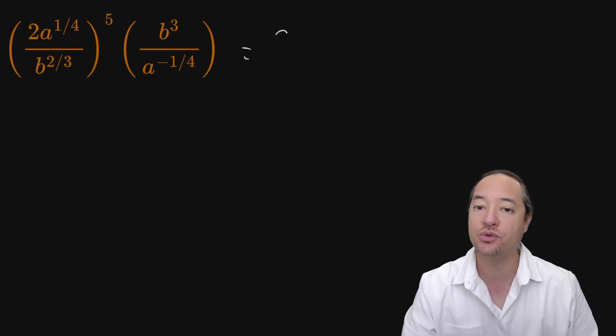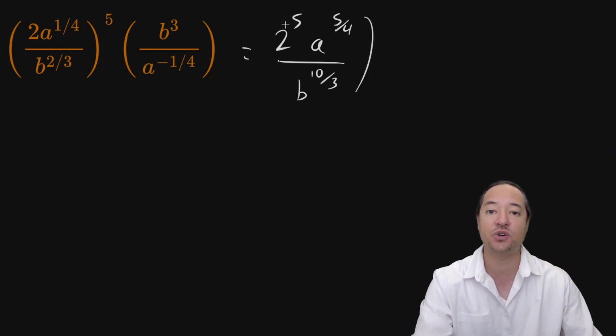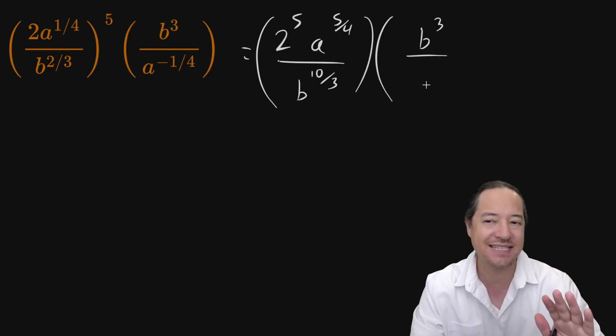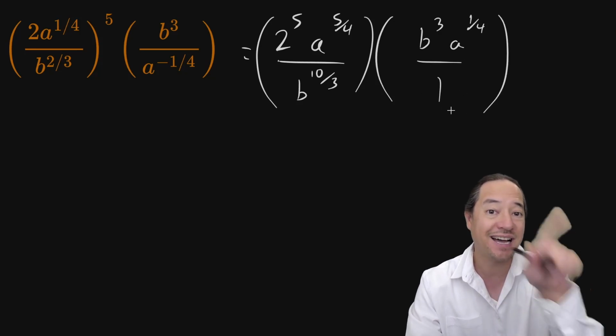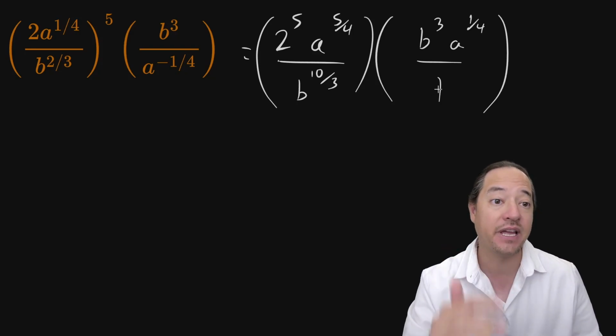Okay, so 2 to the 5th power multiplied by a to the, well, 1/4 times 5 is just going to be 5/4. And this is all over b to the, well, 2 times 5 is going to be 10/3. Okay, so that's what I'm getting for my very first term. And then my second term, well, that's just the same. That's b cubed over a to the negative 1/4, but I'm not going to write this as a negative exponent. Instead, I'm going to write it as a positive exponent, a to the positive 1/4, by bringing it to the top of the numerator there, right? I'm taking the reciprocal, so that'll allow me to get rid of the negative exponent.